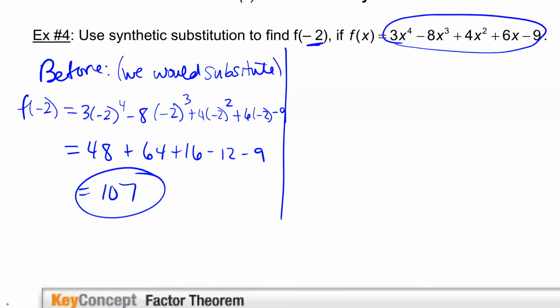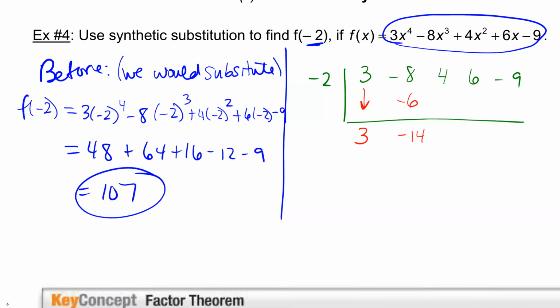Now let's just do synthetic substitution. This is the part that you should write. I'm going to write it in green. So if I put -2 here, and write the coefficients that are in front of all of my values, do a little synthetic substitution, our remainder should be 107. That is going to be the function value when x equals -2. Bring it down, 3, multiply, add, multiply, add, multiply, add, multiply, add.